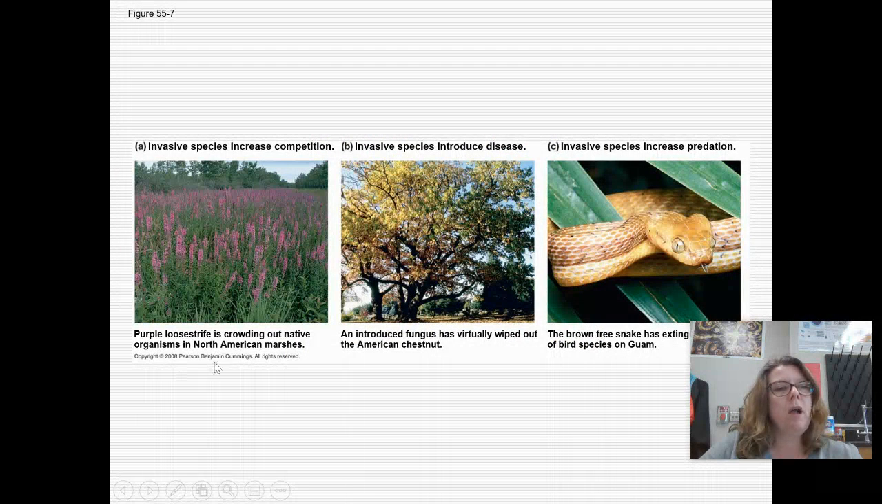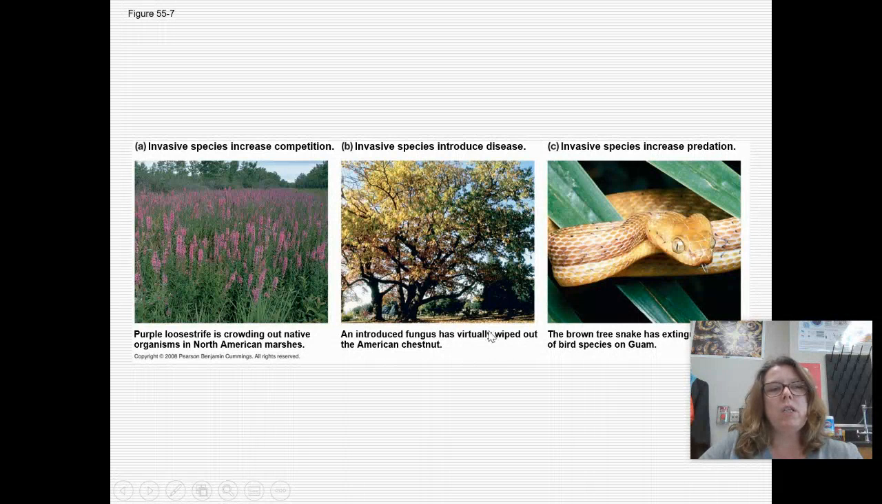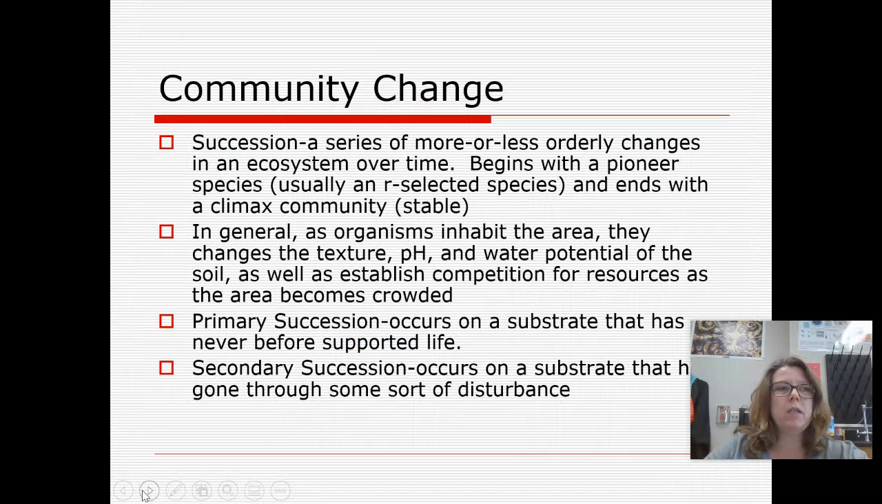Invasive species crowd out the native North American marshes. An introduced fungus wiped out the American chestnut tree, and then here is the brown tree snake. No birds on Guam. All right. So this is looking at if you have a keystone species, a predator, present in the ecosystem, and then if you remove that predator, look what happens to the number of species in your ecosystem. Okay, so again, that's how you know you're dealing with a keystone species.